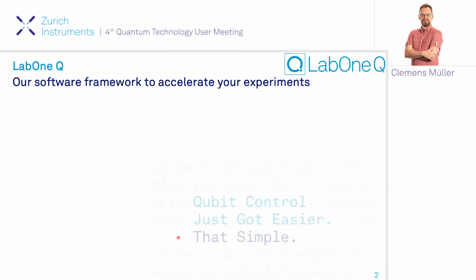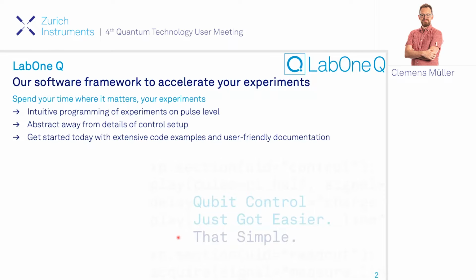So what is LabOne Q? What are the ideas behind LabOne Q? With LabOne Q, we're trying to give you more power to focus actually on what you want to do in your lab, designing and running your experiments. We're offering a Python domain-specific language that allows you to program your experiment on the pulse level. So in the way how you're thinking about the quantum computing experiments, that you're executing pulses on your qubits, that is also the way how you program these experiments in LabOne Q.